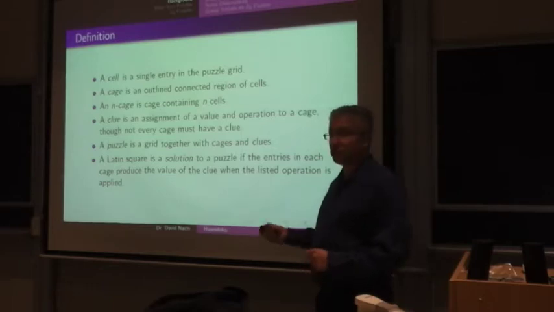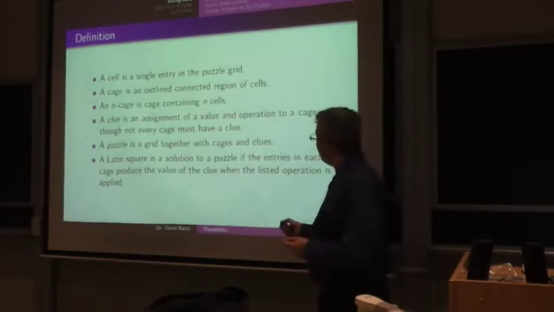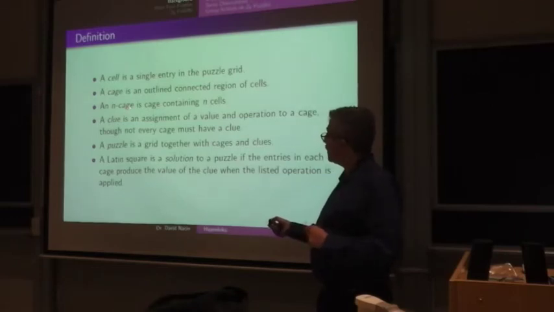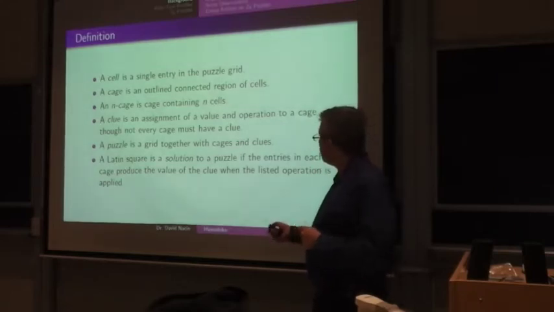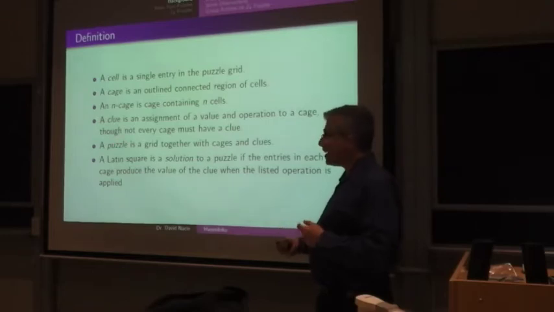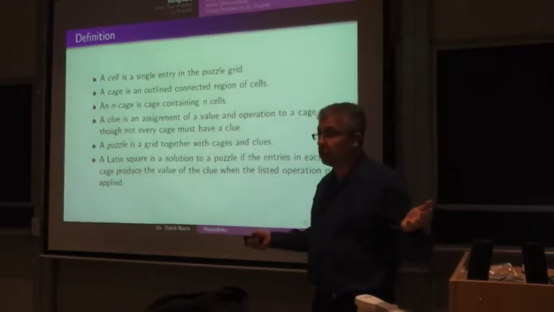A cell is what I'm going to use for a single entry, and a cage is those heavily outlined regions. An N-cage is going to be a cage with N cells. So I'm going to be talking a lot about the 2-cages, the basic cages with two cells. The clue is going to be the target with the operation. The puzzle is the whole thing. And a Latin square is a solution if it meets all of those constraints.